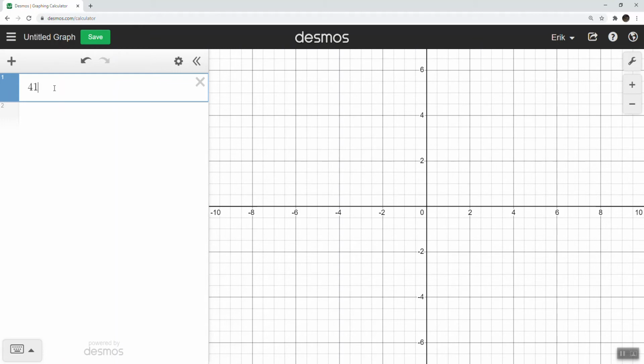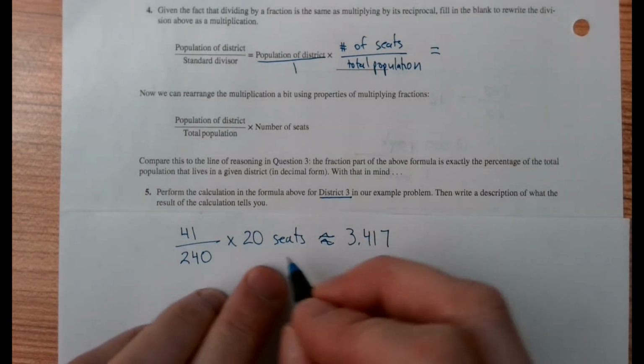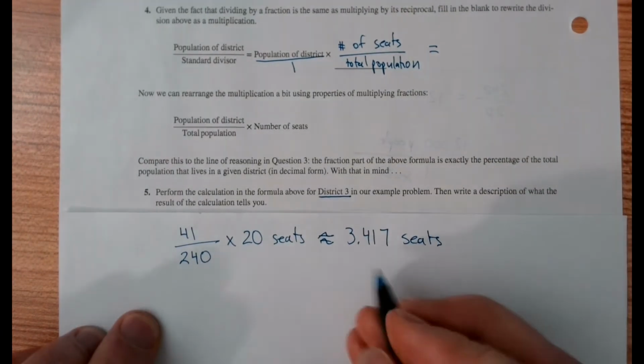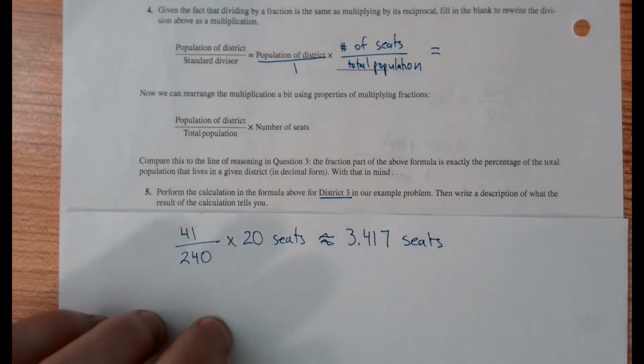So here goes: 41,000 divided by 240,000. Notice the thousands cancel, and then we're going to multiply that times 20, and we get 3.417 approximately. Okay, so what is this thing? Well, this is seats. This is the number of seats that District 3 should receive.